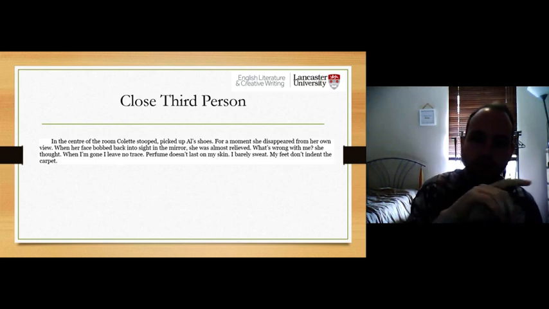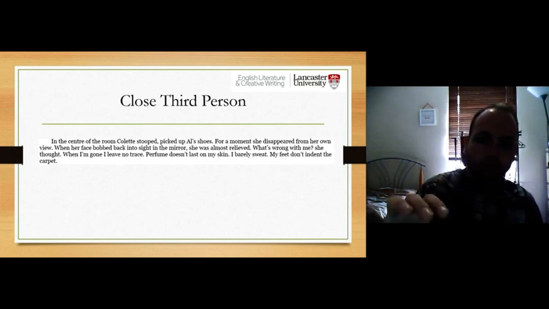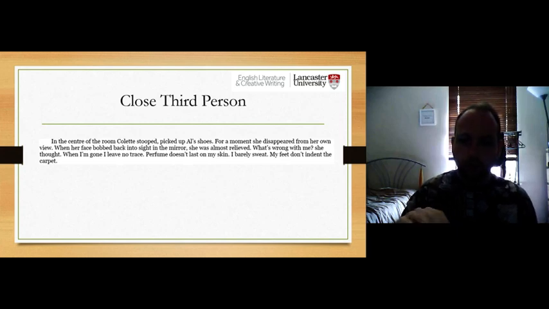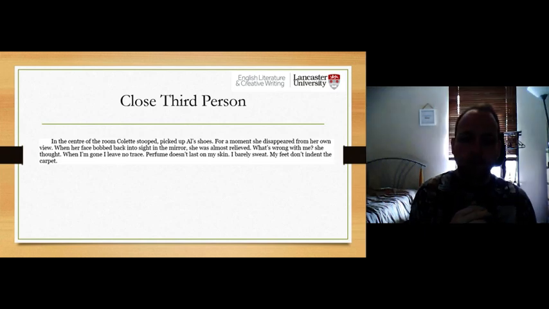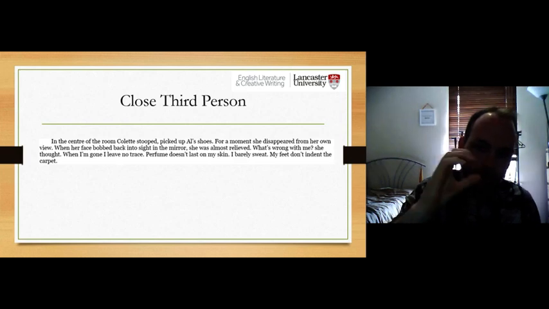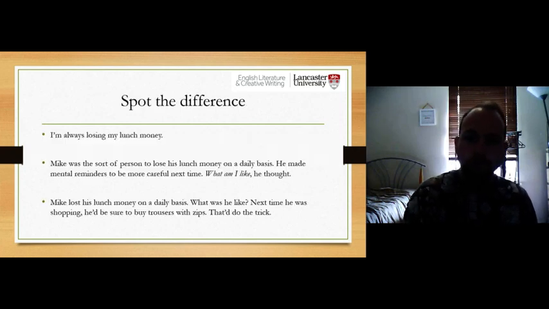Now, you might notice in this one where we changed from third to first person. Very subtly, the author's got full control here. This is written in third person, as you can see from the first sentence. In the centre of the room, Colette stooped. And then there's almost a moment where a little turn happens right before our eyes, and suddenly we're in first person. We're right up in Colette's face and forced to acknowledge her, her desires, her opinion. Let me show you this effect in a more obvious style.